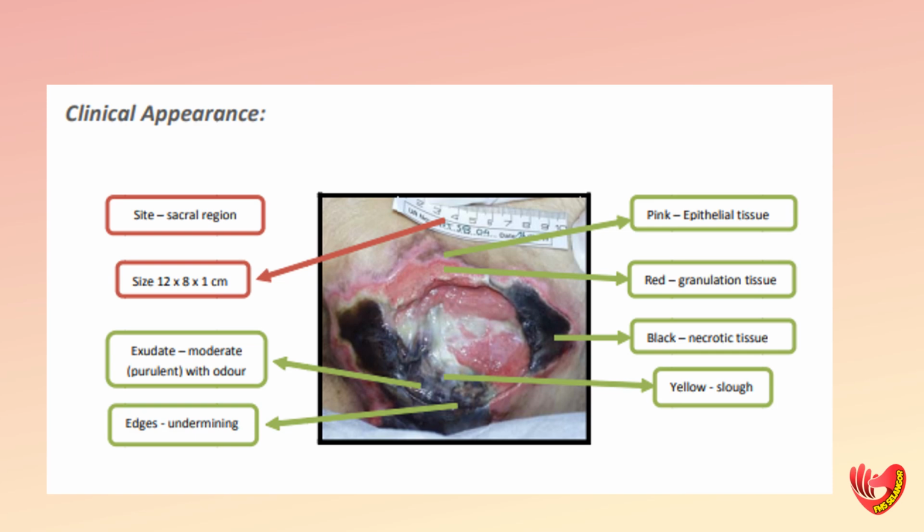Let us describe and do local wound assessment based on this picture. This wound is in the sacral region, measuring 12 times 8 times 1 centimeter. This wound has moderate purulent exudate. The wound edges are undermining. We can identify that there are several wound colors in this picture, which will be elaborated further in the next slide. Descriptions in green boxes represent TIME as we discussed before.